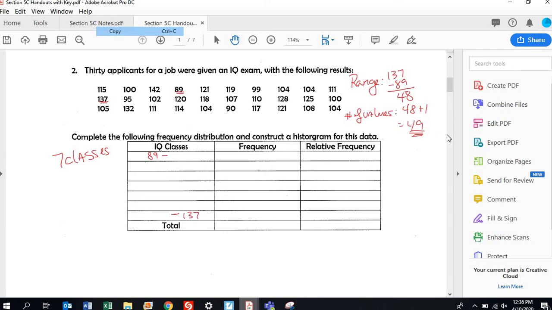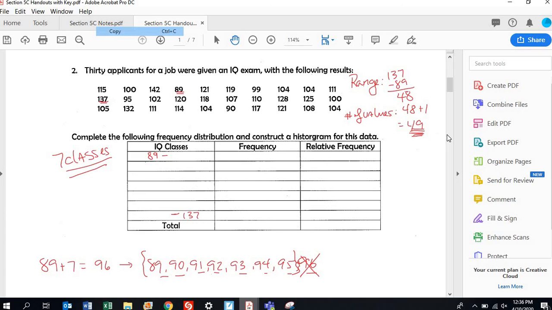But remember, how big does your class have to be if you have 49 data values and 7 classes? Well, you divide, which means you need 7 points. So 89 plus 7, be careful, 89 plus 7 is 96. But that's not right, because if I start listing the numbers including 89, how many numbers do I have here? 1, 2, 3, 4, 5, 6, 7, 8. That's too many. I only want 7 numbers in my classes, because 7 goes into 49 7 times.